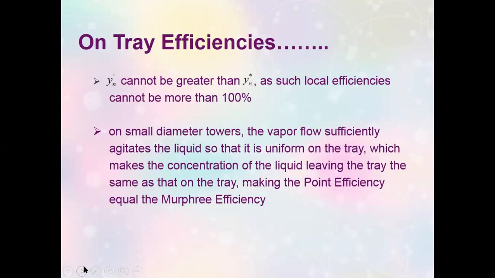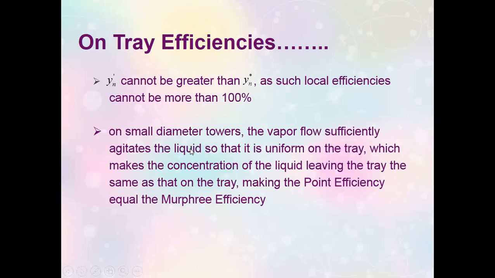Now, in terms of the things that you need to know about tray efficiencies, your Y sub N prime cannot be greater than Y sub N asterisk. As such, local efficiencies cannot be even 100%. Even if local efficiencies are more accurate than Murphree efficiencies, this value of Y sub N prime can never be greater than Y sub N asterisk.